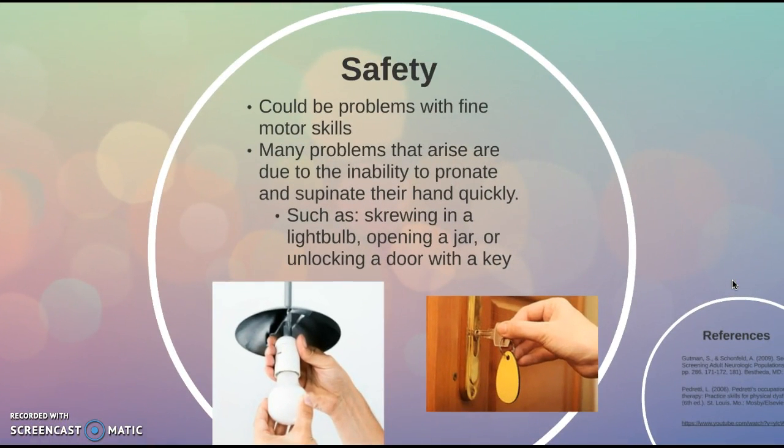There are some common safety issues that could arise, especially with fine motor skills. Many problems that arise are due to the inability to pronate and supinate their hand quickly, such as screwing in a light bulb, opening a jar, or unlocking a door with a key.